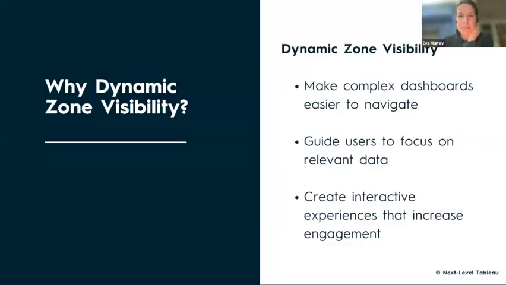Andy, let me quickly jump in. There's a couple of questions from the chat. Let me go to Ashana's question first. Is dynamic zone visibility used mostly to drill down to the lowest level of granularity? If yes, are there any limitations on how many levels down we can show?